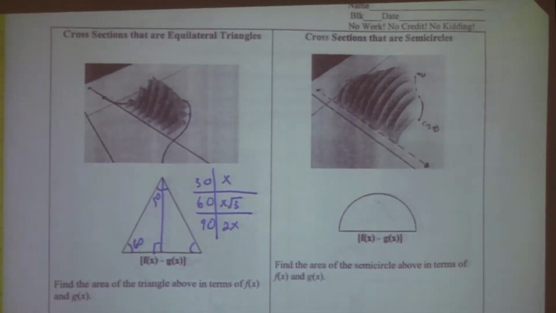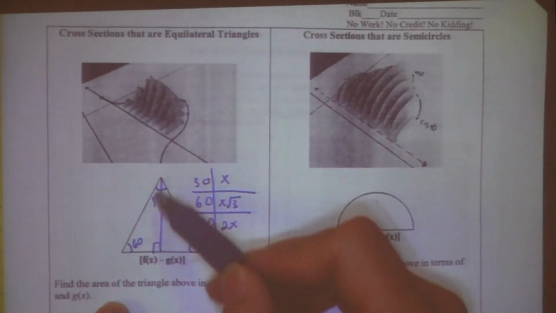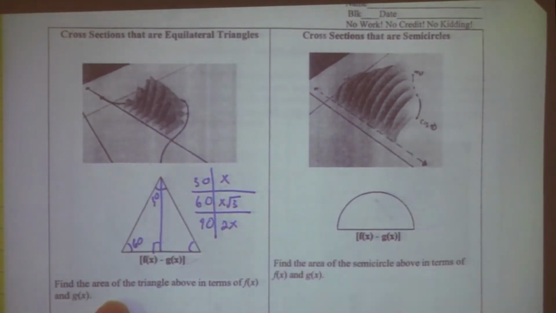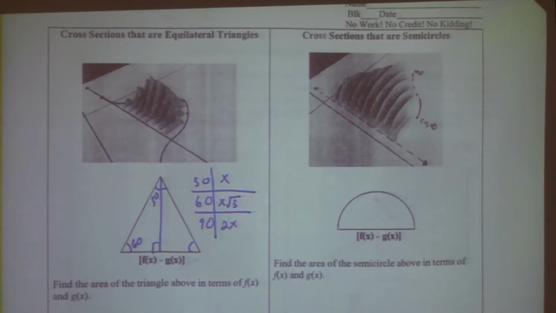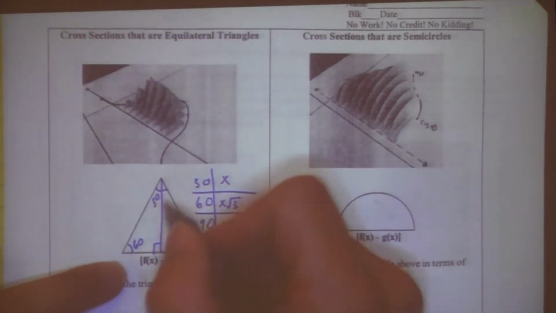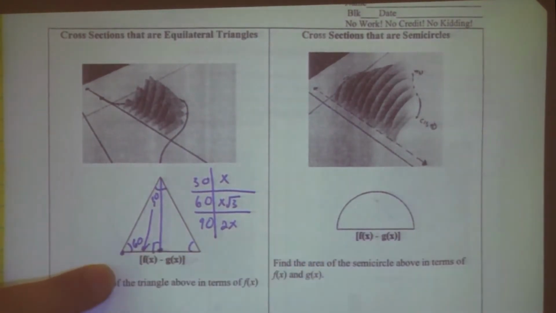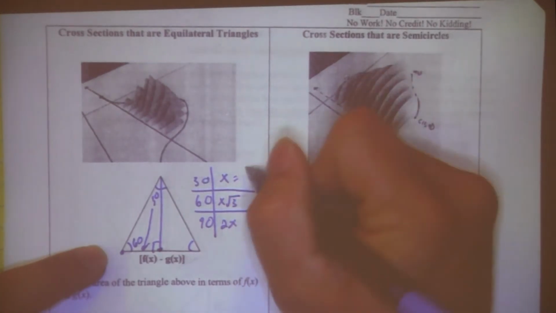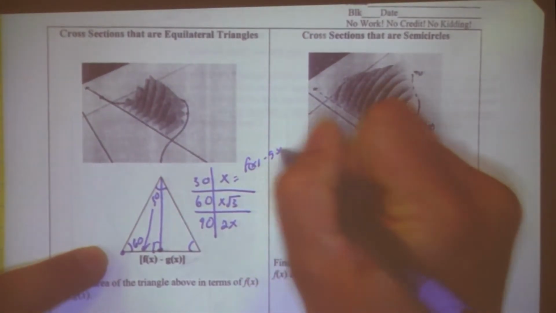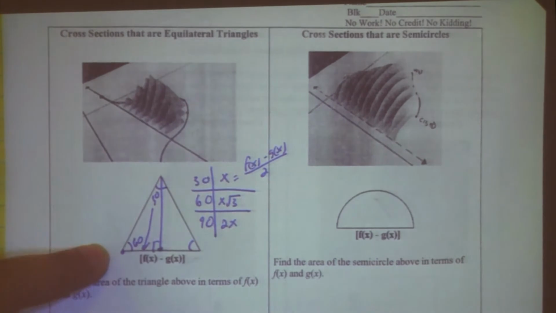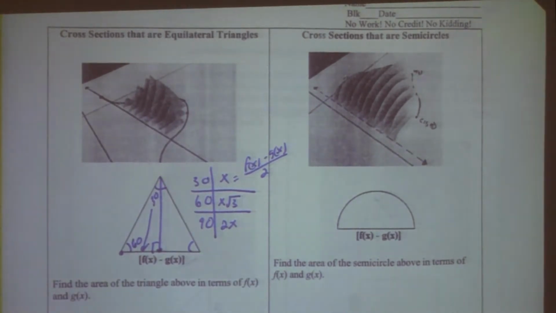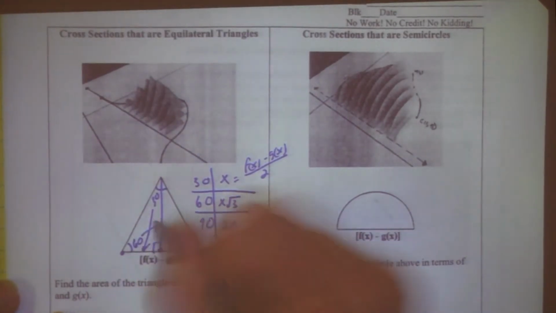So the main goal on this one was always to find that small leg, the one across from the 30-degree angle. If I knew that one, then I could figure out all the other ones. So the one across from the 30 is this little piece right here, which is how much of the whole base? Half of it. So I know that this guy is f of x minus g of x divided by 2. Which is the one that we were trying to find? The one across from the 60.